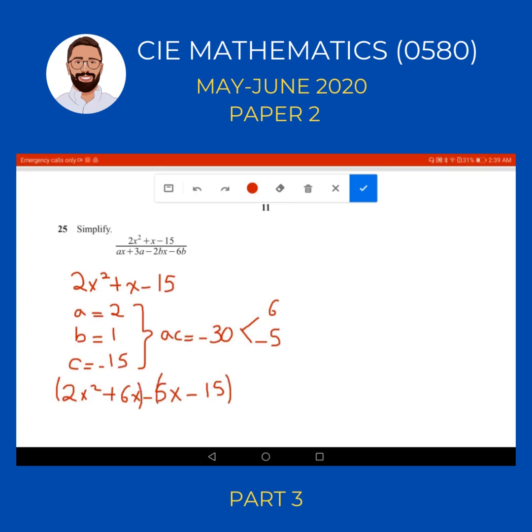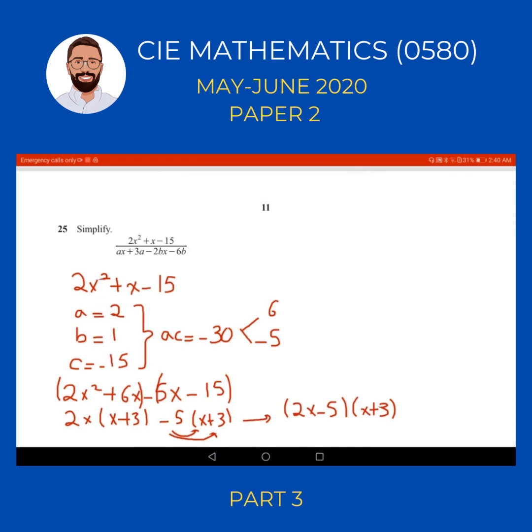Now for the first 2 terms, I have 2x squared plus 6x. So what's common here is 2x, and what's left inside is x plus 3. Now I'm going to repeat the same bracket, which is x plus 3, and outside I have negative 5, because if you expand, negative 5 times x is negative 5x, and negative 5 times 3 is negative 15, which is correct. Now, the factorized form is basically 2x minus 5, so you need to combine your answer and x plus 3.